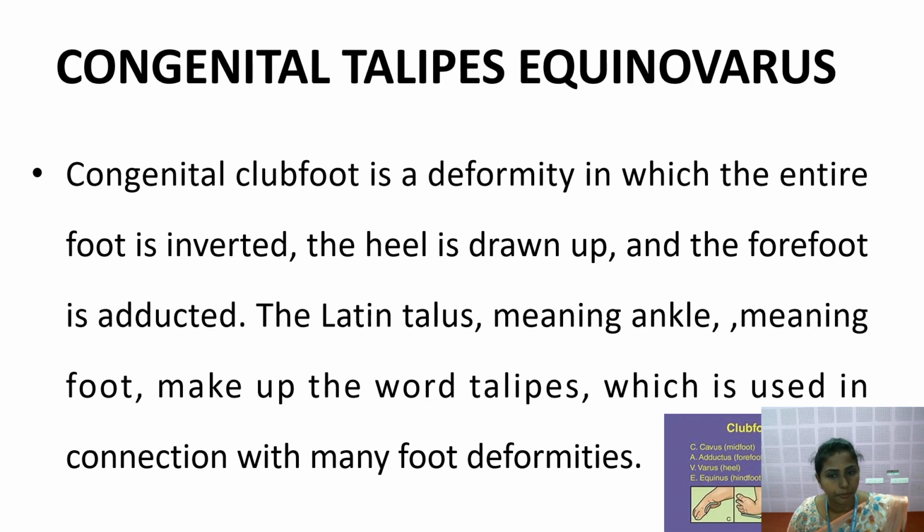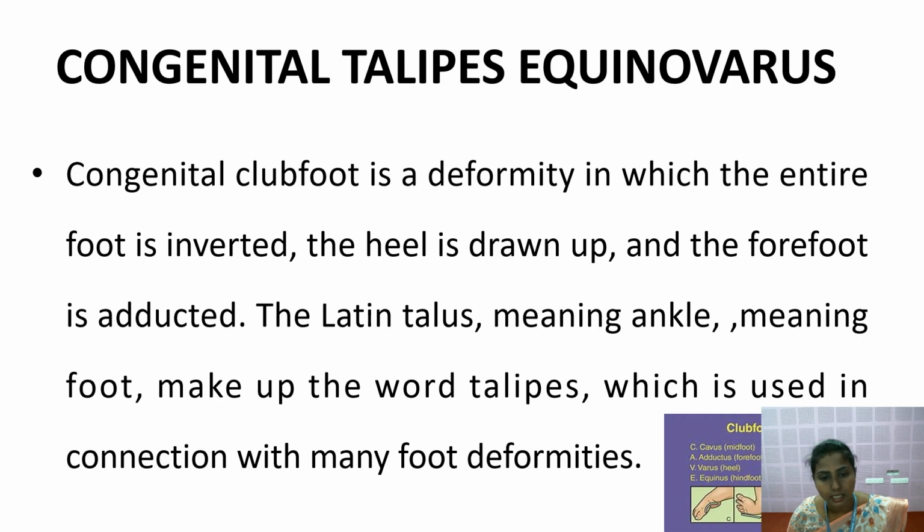Congenital clubfoot is a deformity in which the entire foot is inverted. The heel is drawn up and the forefoot is adducted. The Latin talus meaning ankle, and pes meaning foot, make up the word talipes, which is used in connection with many foot deformities. So when we are considering any foot deformities, we pronounce the word with talus. Talipes or talus means ankle. Here in Congenital Talipes Equinovarus, it can be inverted or outward, and sometimes it can be dorsiflexion, or sometimes plantar flexion.